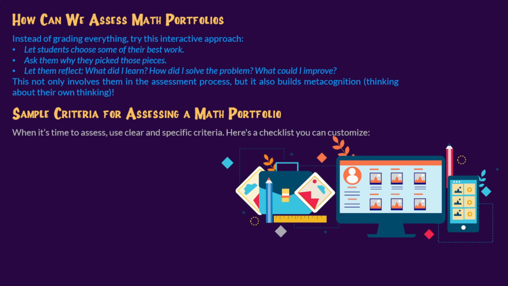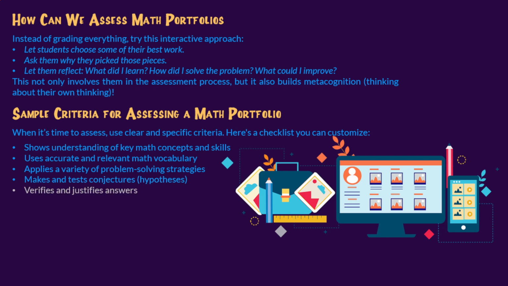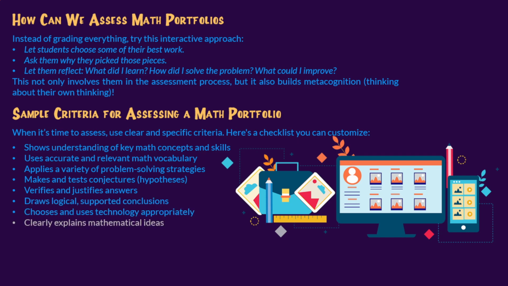When it's time to assess, use clear and specific criteria. Here is a checklist you can customize. Shows understanding of key math concepts and skills. Uses accurate and relevant math vocabulary. Applies a variety of problem solving strategies. Makes and tests conjectures, that is hypotheses. Verifies and justifies answers. Draws logical supported conclusions. Chooses and uses technology appropriately. Clearly explains mathematical ideas and demonstrates critical and creative thinking.